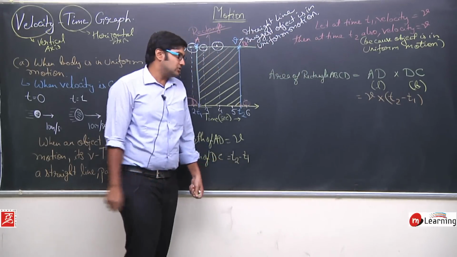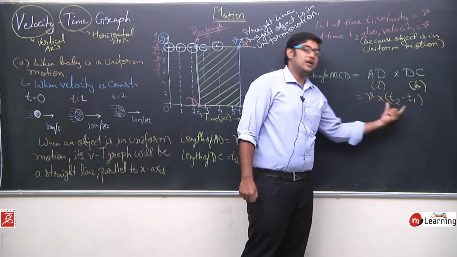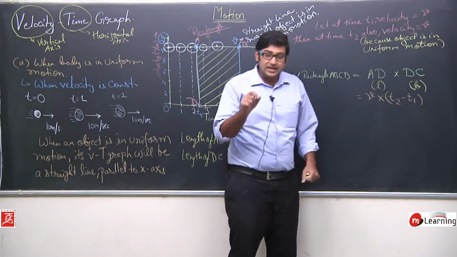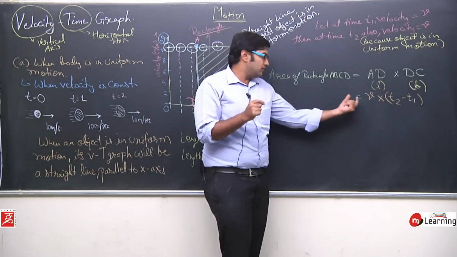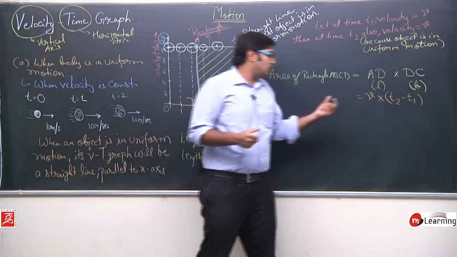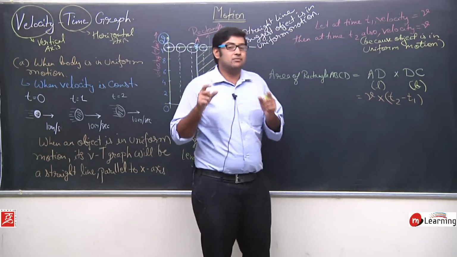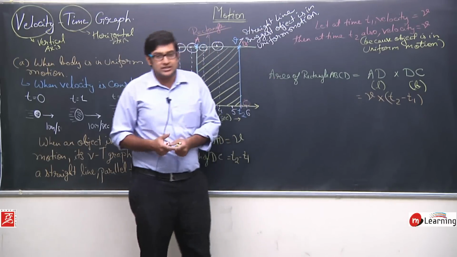Now observe this. This is a very important conclusion. What is V? V is the velocity, and what is T2 minus T1? It is the time, okay. So we are getting a result of velocity into time. Now what is velocity into time? Just try to recall.